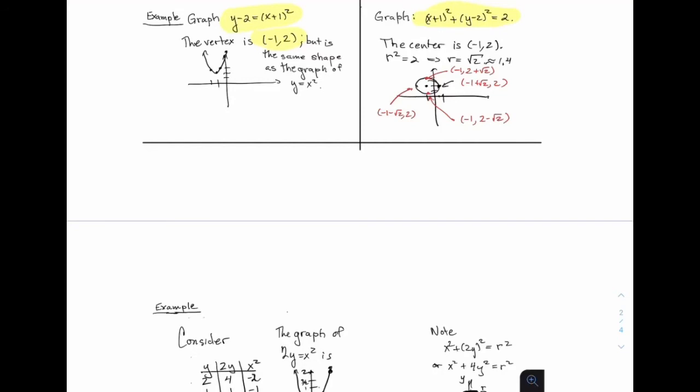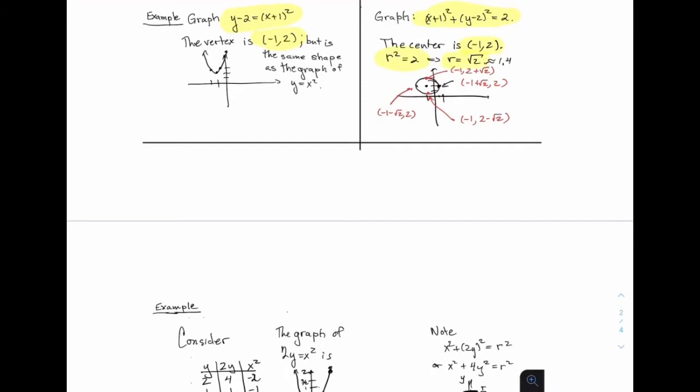Here the center is what makes the left-hand side of this 0. So that happens when x is -1 and y is 2. What is the radius? We'll compare r squared with 2, taking the square root, noting that r is positive. We get r as the square root of 2.